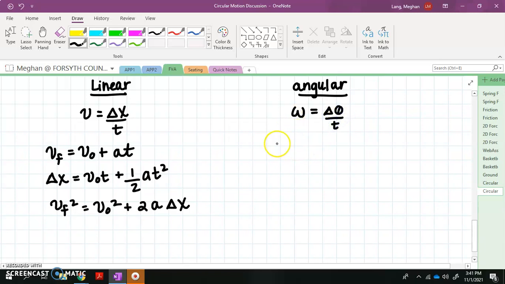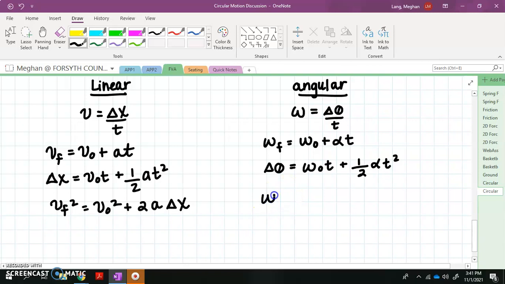time. For our second one, we would have omega final is equal to omega initial plus alpha times time. Then we would have delta theta is equal to omega naught t plus 1/2 alpha t squared. And then our omega final squared is equal to omega initial squared plus 2 alpha delta theta.